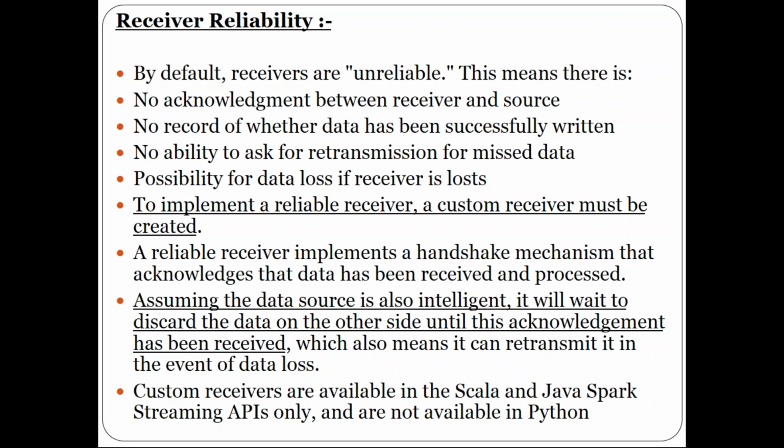When your source is sending some data to your destination, or source to receiver, the source has to say, boss, I have sent you one micro batch of D streams. Can you please confirm if you have received it? And your receiver says, yes boss, you sent at this second, I have received at this second. Now we have a time interval of 2 seconds gap. Okay, now we both are in heartbeat. Let's go further. This kind of acknowledgement is not there in the unreliable receivers. No record of whether data has been successfully written. No ability to ask for the retransmission of missed data.